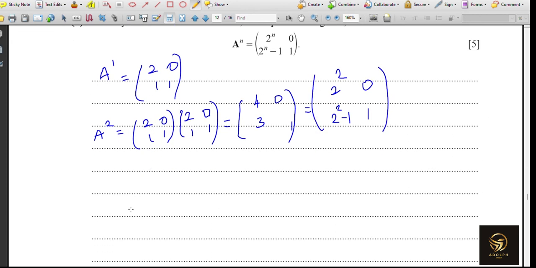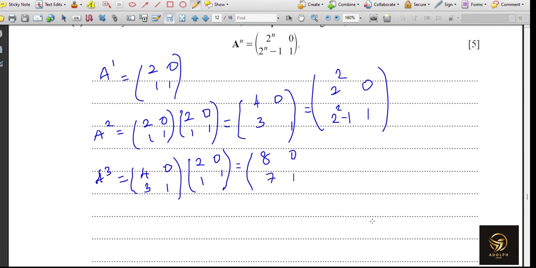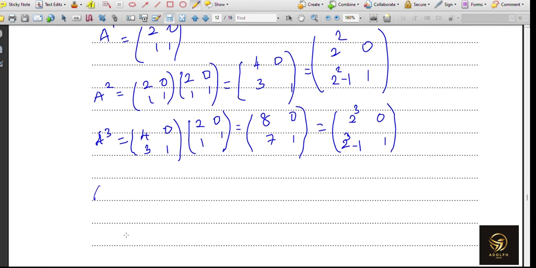Let's find A cube. For A cube we will use the A square matrix multiplied with A again, (2 0; 1 1). If you multiply, we get the answer (8 0; 7 1). This also can be written in the format of 2 power 3, 0 and 2 power 3 minus 1, and 1. In this way, if you continue, we will get A power n as (2 power n, 0; 2 power n minus 1, 1).